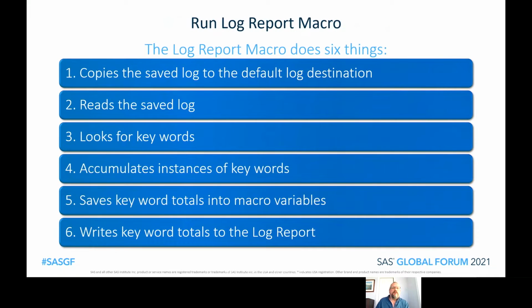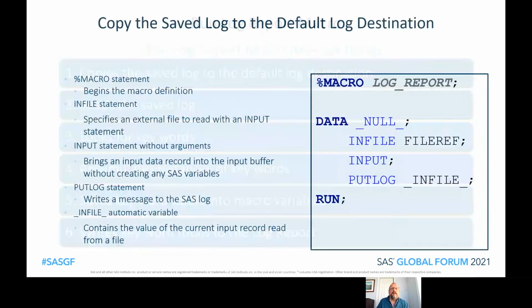And then you run the log report macro. There are six pieces to that. It copies the saved log to the default log destination, reads that saved log, looks for the keywords. In this case, it does some accumulation, which I'm going to show you in a moment, saves those keyword totals into macro variables, and then finally it writes the keyword totals to the log report.